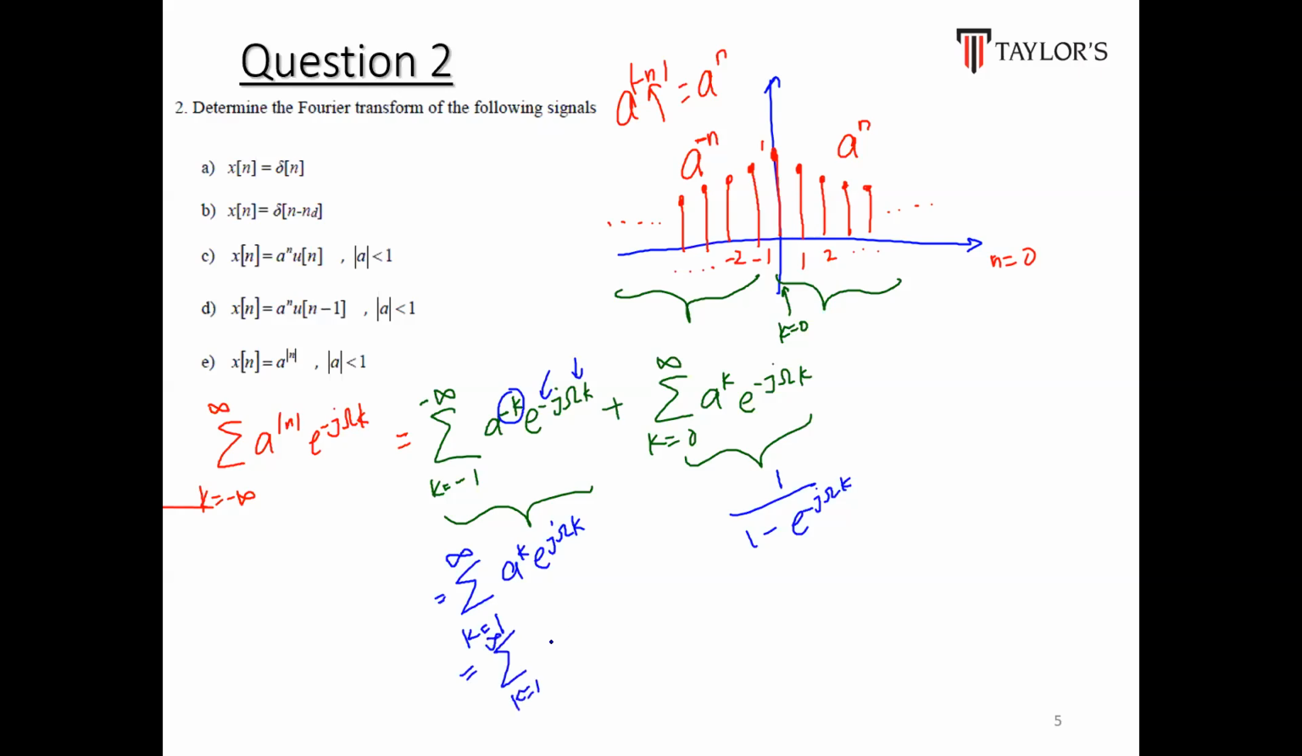Then k from 1 to infinity, a e^(j omega) to the power k. Now it becomes the same as the second question, right? But the second question has a negative here, and now I don't have a negative there. So the answer will be a e^(j omega) divided by 1 minus, sorry, there was the a here. Okay, 1 minus a e^(j omega).